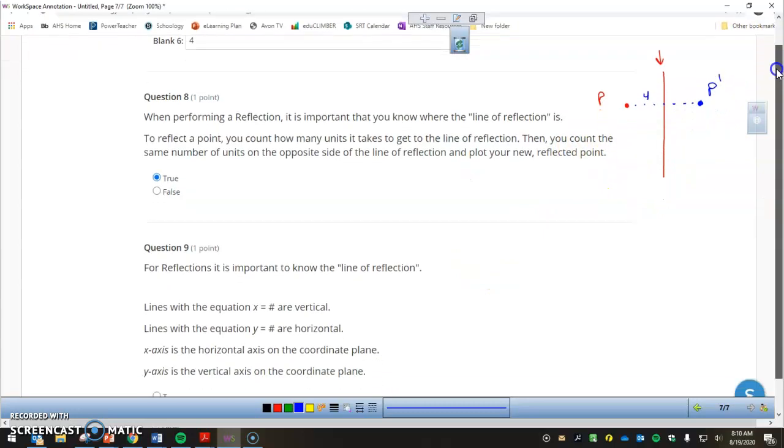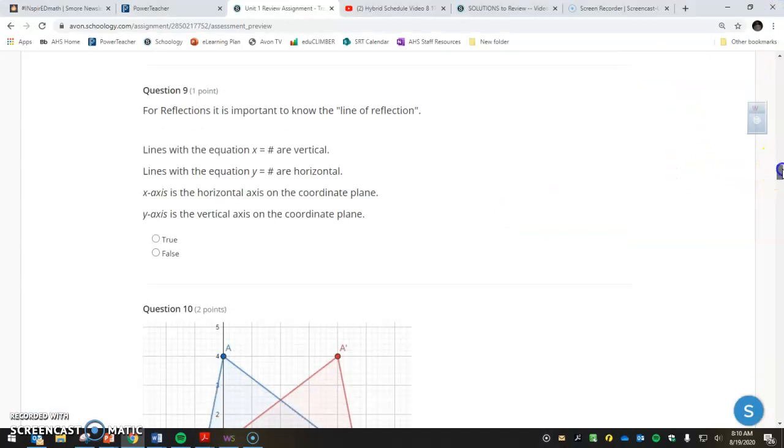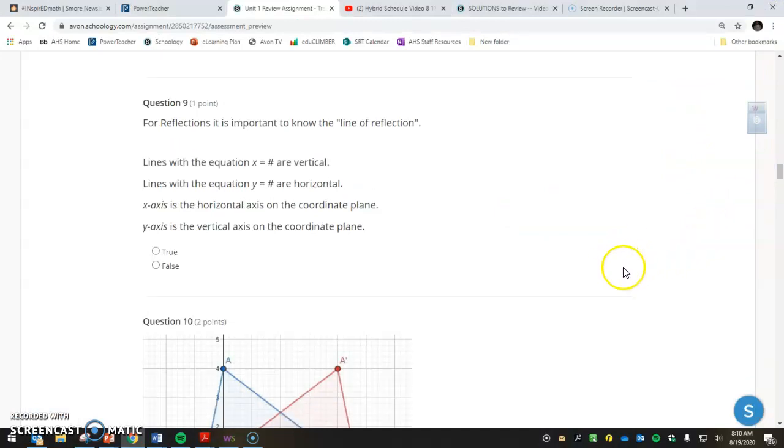All right, question 9. Question 9 says, for reflections, it is important to know the line of reflection. So again, it's just emphasizing how important it is to know what your line of reflection is. Lines with the equation x equals a number are vertical. Lines with the equation y equals a number are horizontal. X-axis is the horizontal axis on the coordinate plane. Y-axis is the vertical axis on the coordinate plane.